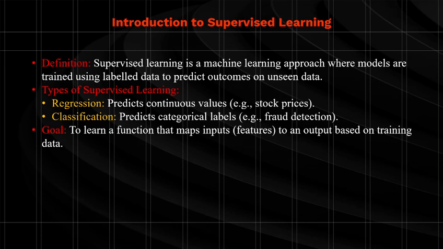Introduction to supervised learning. Supervised learning is a machine learning approach where models are trained using labeled data to predict outcomes from unseen data. Types of supervised learning: we have regression, which predicts continuous values, for example stock prices; and classification, which predicts category labels, for example fraud detection. So the goal is to learn a function that maps inputs to an output based on training data.